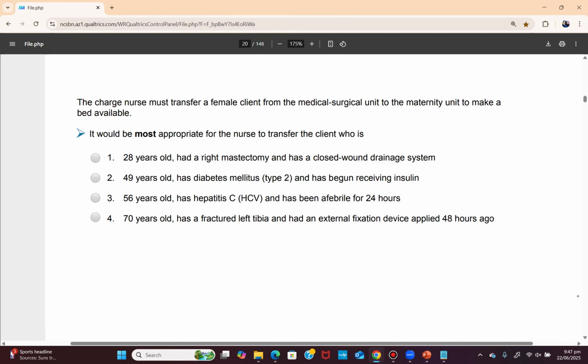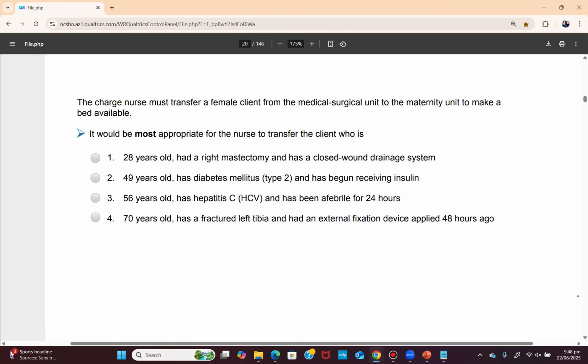Now, I always used to tell my students in my coaching program, you need to understand this because this is like prioritization. One thing a lot of students don't know is that prioritization can be tested in different forms. It's not only when the NCLEX is saying who should you see first. That is not the only way prioritization is tested.